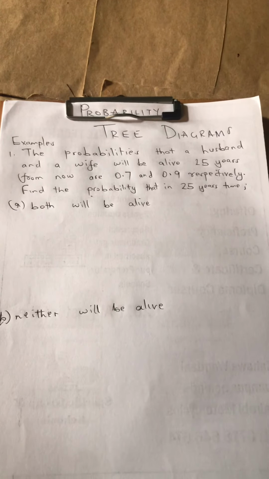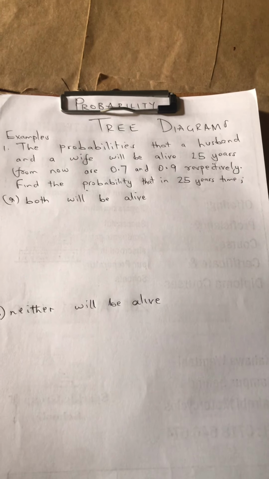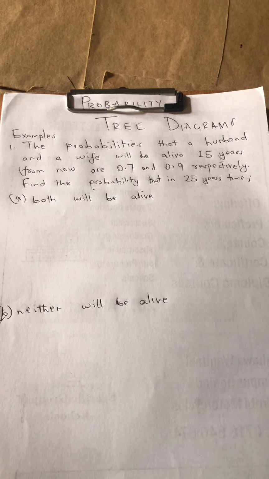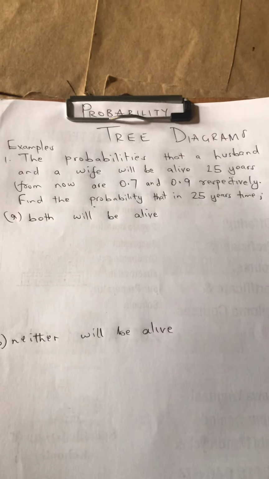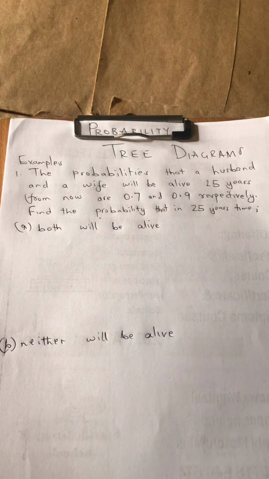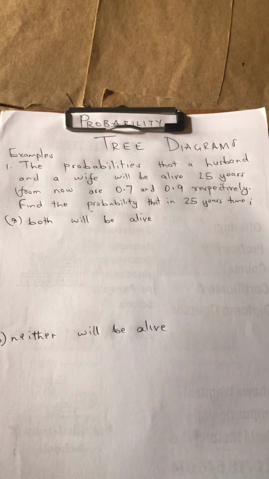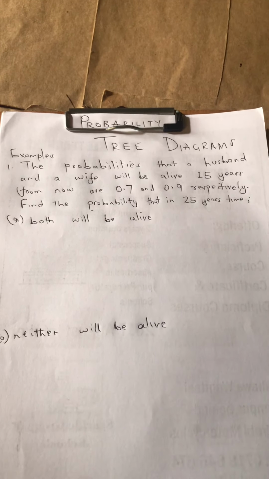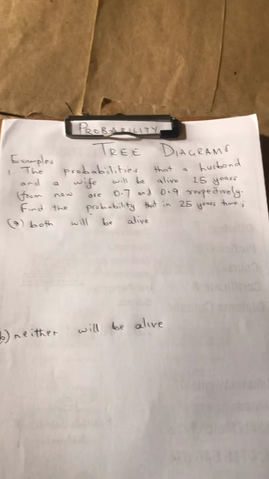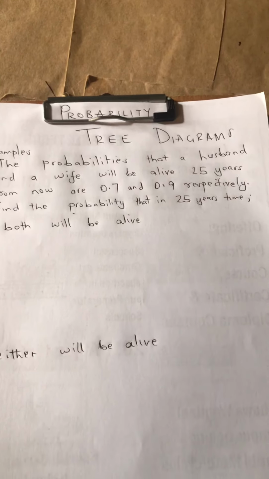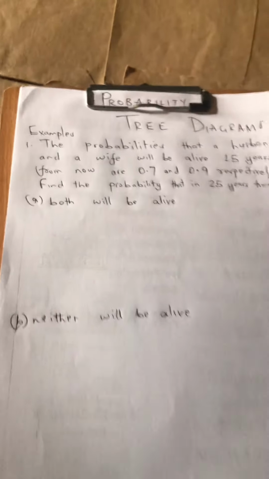Now, hii example inasema the probability that a husband and a wife will be alive 25 years from now are 0.7 and 0.9 respectively. Find the probability that in 25 years time, A, both will be alive, B, neither will be alive, and C, one will be alive. Hapo sawa? Nice one.